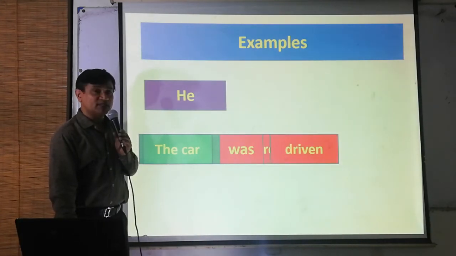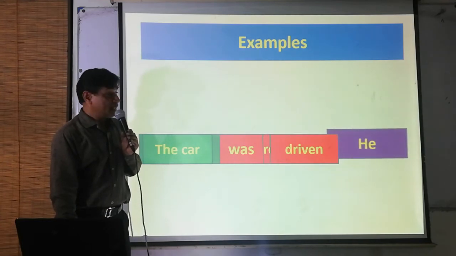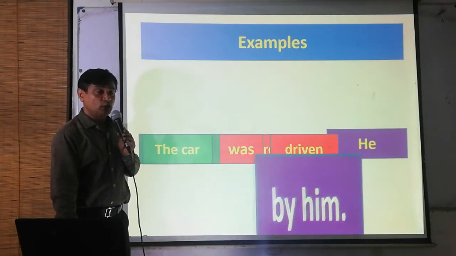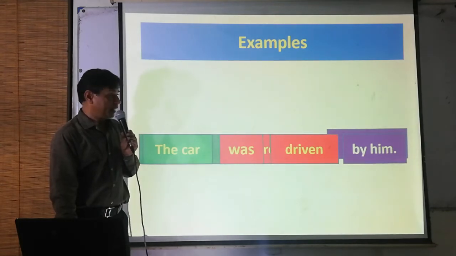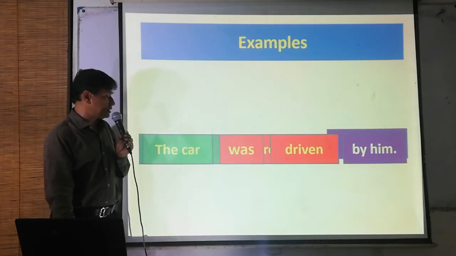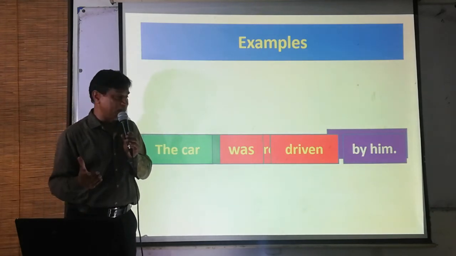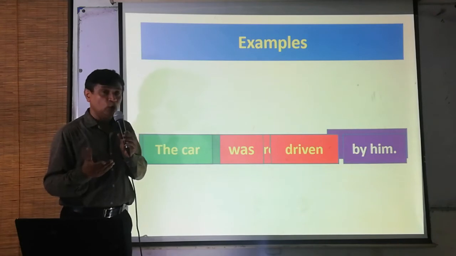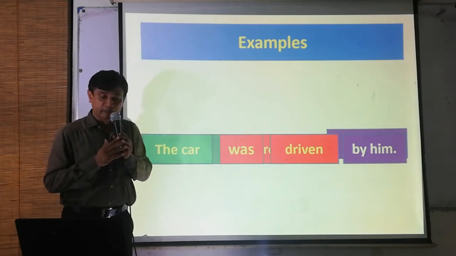The car was driven. After that, the subject goes to the back and the subject becomes the doer. What is the doer now? By him. Now the passive voice sentence is: the car was driven by him.